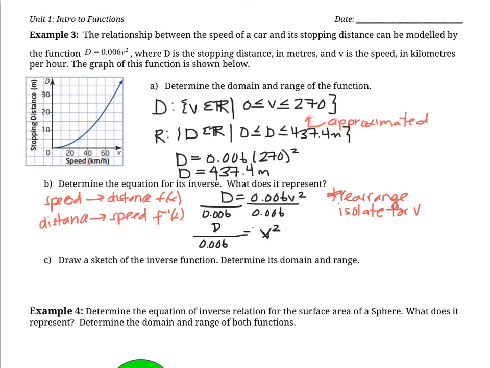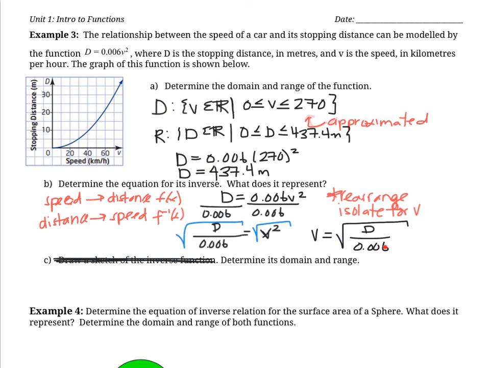We got to get rid of the squared by square rooting both sides. Okay, the question is, should we put a plus or minus? So the question is, can our velocity, which is our speed, be negative? And the answer to that is no. So we don't actually need to put a plus or minus in this case because our speed can't be negative. So we're just going to take the positive square root. And we're going to be left with our v, our speed, is equal to the square root of d over 0.006. So now we can input a distance and output will be speed, which is exactly what we wanted.